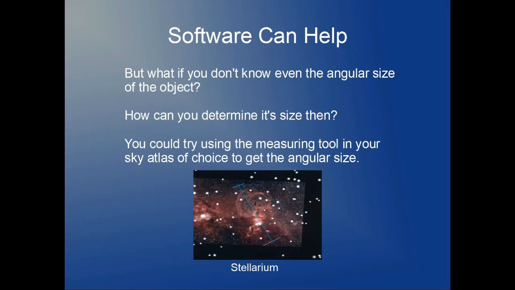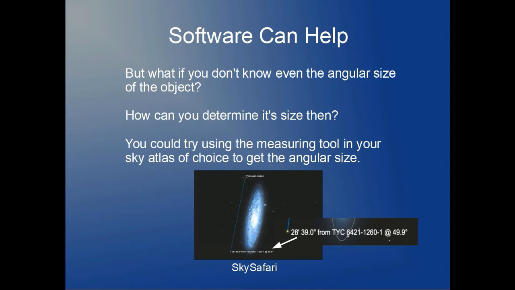But these days you're more likely to use a computerized sky atlas such as Stellarium shown here. In that case, you'll probably find that the software includes a measuring tool. Stellarium does. You simply drag your mouse over the atlas display and the software reports the angle that you have just traversed. Maybe you use a tablet, such as an iPad, to display your sky atlas, in which case you may well be using SkySafari. It too has a measuring tool that you can use to determine the object's angular size.